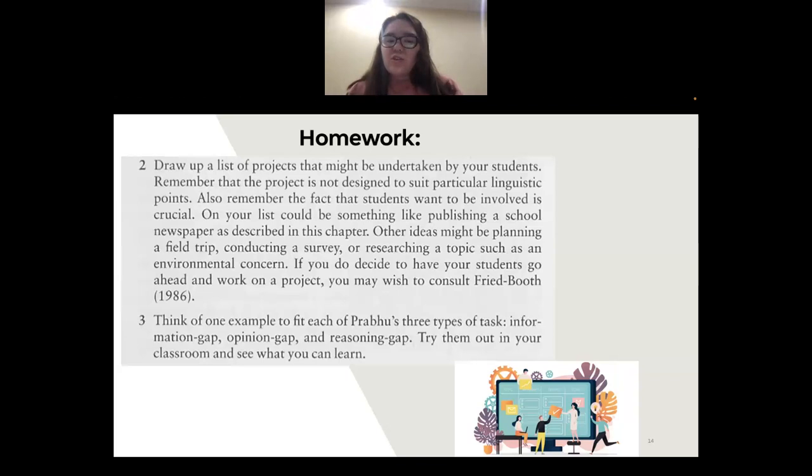Then think of one example to fit each of Prabhu's 3 types of tasks: information gap, opinion gap, and reasoning gap. Try them out in your classroom and see what you can learn if you are teaching in the classrooms. In fact, that's it about task-based learning. Okay.